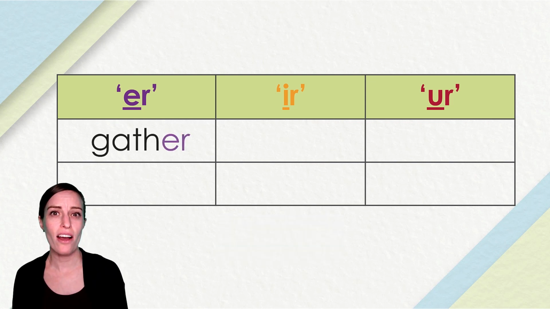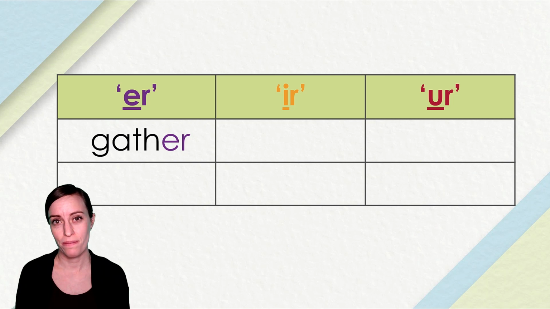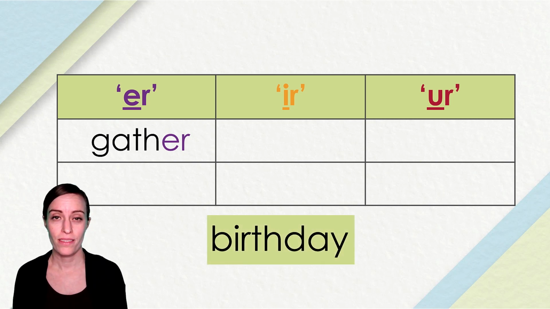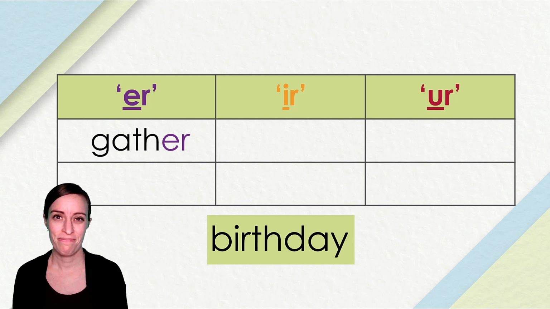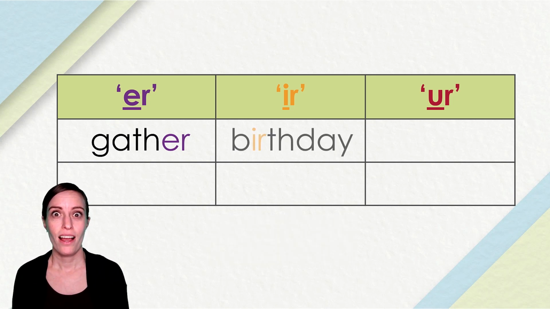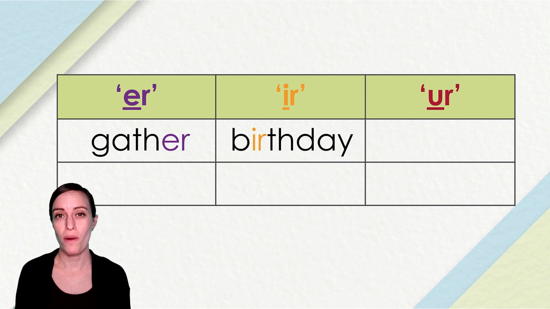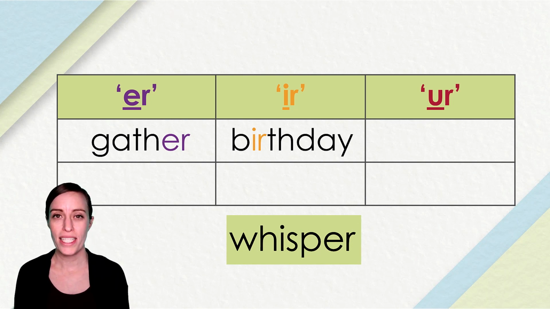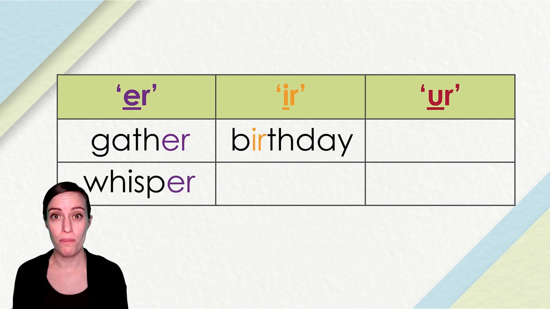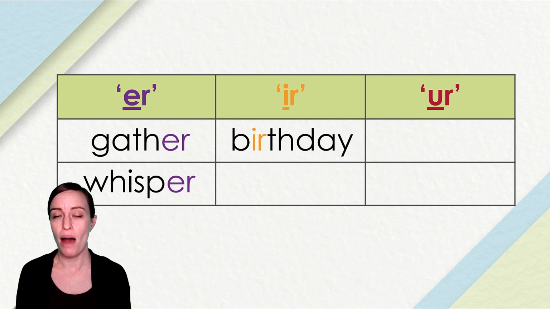In gather, the ER says at the end of the word. Let's do another one. Birthday. Which spelling of the R-controlled sound do we see in this word? It is the IR in the word birthday that says. This word is whisper. How do we get the R-controlled sound in this word? At the end of the word whisper, the R is controlling the vowel E to say.